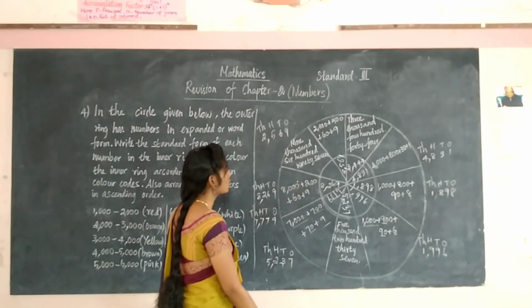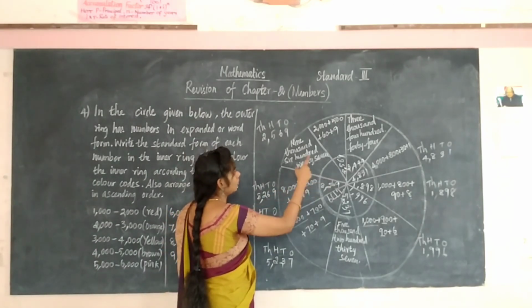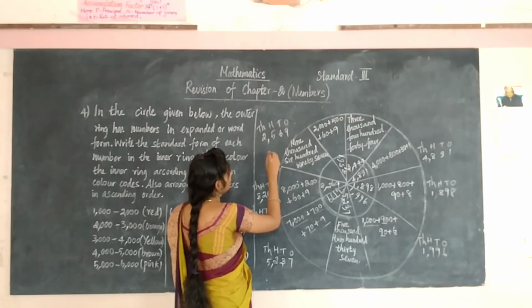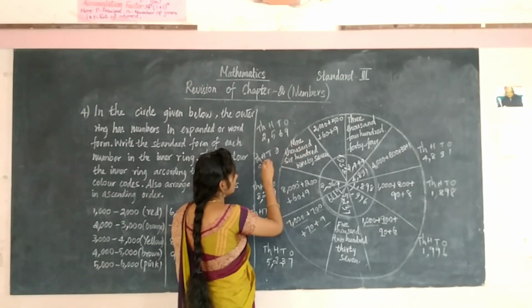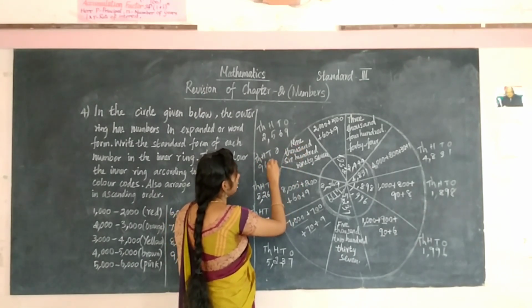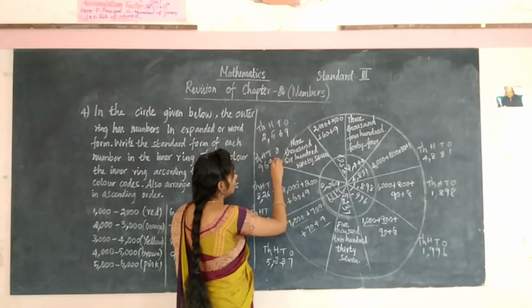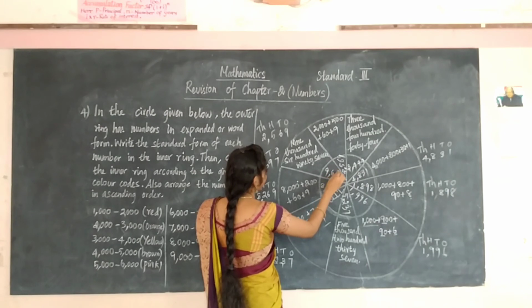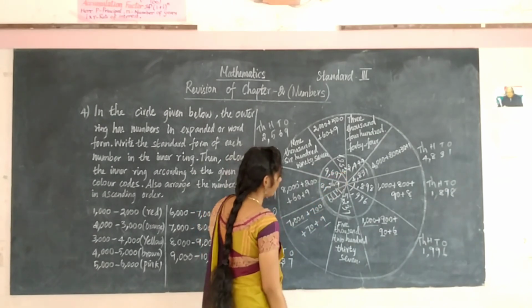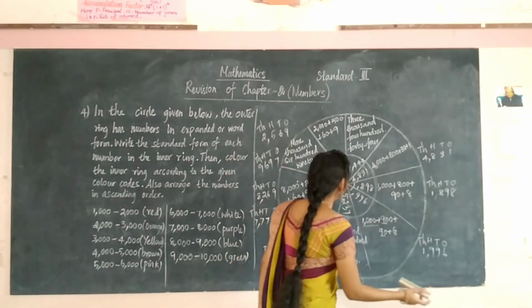Then 9,699 given in words. Have to write in the standard form. So 9 in the thousands place. Write the place values first. Then write 9 in the thousands place, 6 in the hundreds and 9 in the tens place, and 7 in the ones place. Write the number 9,697.